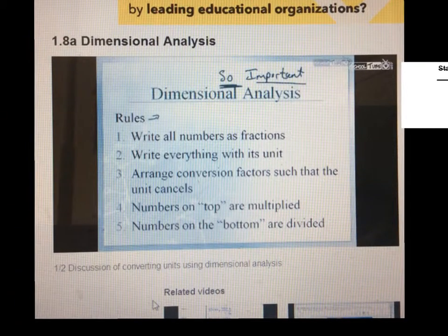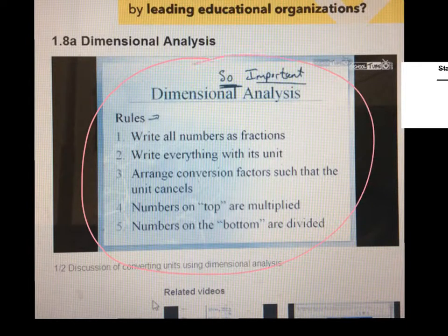So if you don't have these written down, because this is last semester's notes, pause the video, write these down. These are the general steps that we're going to be using. And most of us have already been practicing. We write all numbers as fractions. We write everything with its unit. Some of us more so than others. But we should all be writing everything with its unit. Those units help us arrange the conversion factors so that we can cancel out the units that are repeated. Remember that everything that's on top gets multiplied and everything that's on the bottom gets divided.